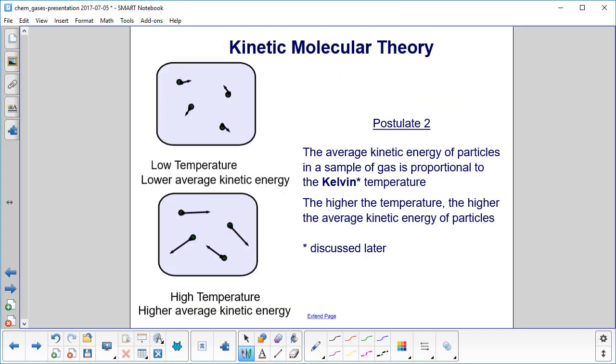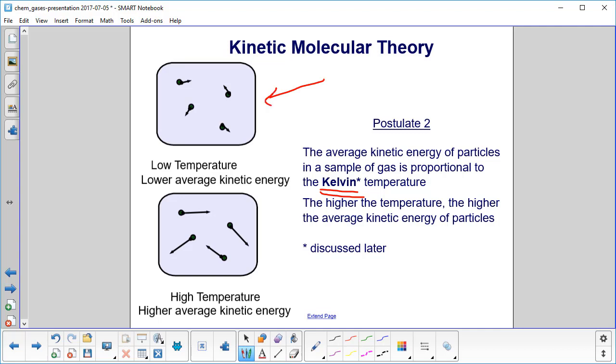Second postulate. The average kinetic energy of particles in a sample of gas is proportional to the Kelvin temperature. And we'll talk about that shortly. You're probably familiar with Celsius or centigrade, and then Fahrenheit. Kelvin's another one, and that's actually the standard that we use in physics and other sciences. The higher the temperature, the higher the average kinetic energy of the particles.